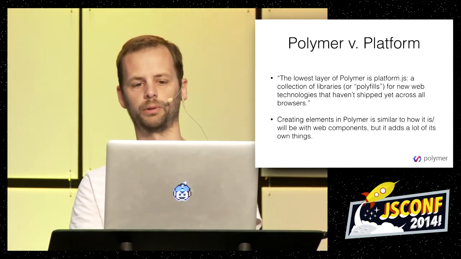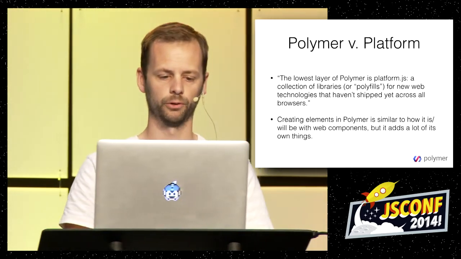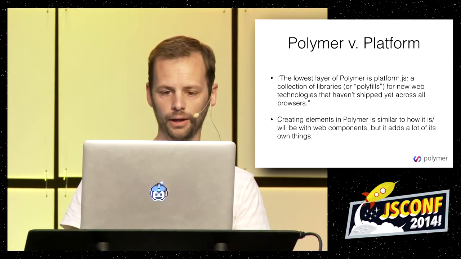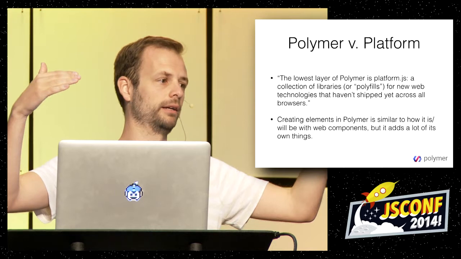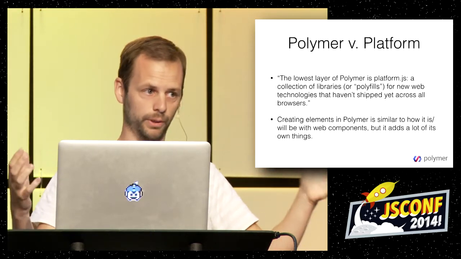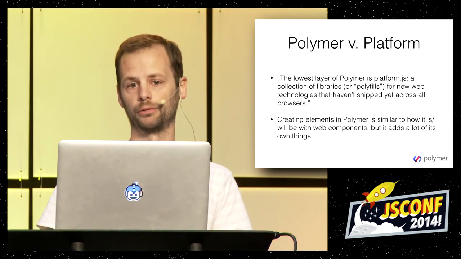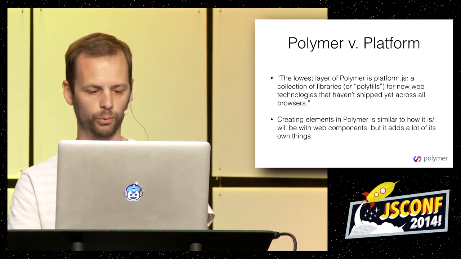A good distinction is Polymer versus the platform. So the lowest layer of Polymer is platform.js, and that contains all the libraries that are the polyfills. But then Polymer itself has some stuff on top of that. So when you're doing Polymer, you're not actually doing the future of the web, web components. You've got that, but you also are using a Polymer library built on top of it. So it's not exactly what it's going to be when web components ship.